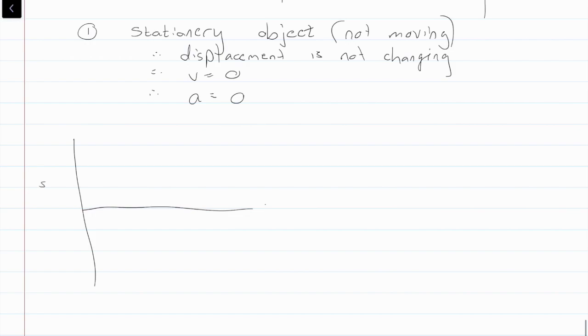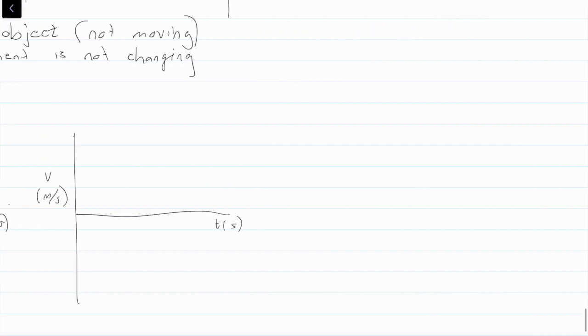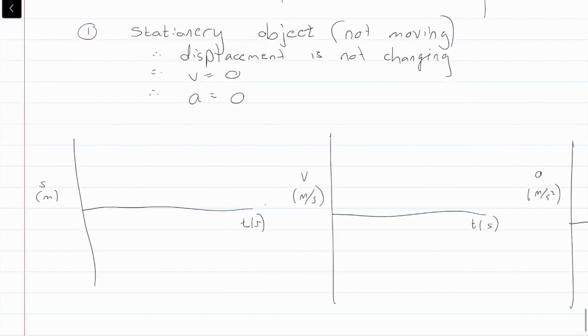So displacement in meters, time in seconds. I'm going to start leaving out the units soon. I'm just putting them in to emphasize the fact that you need them when you draw your graphs, but possibly not when I draw my graphs, because I'm not getting marked. So what does this look like?